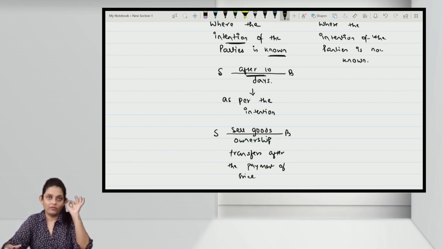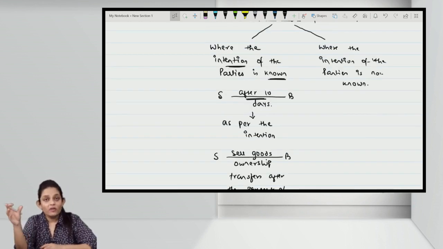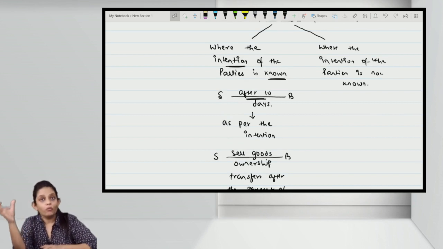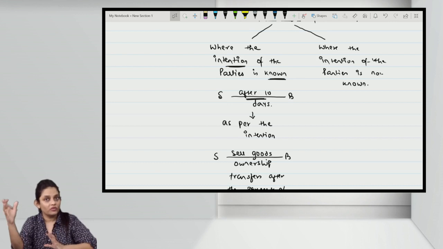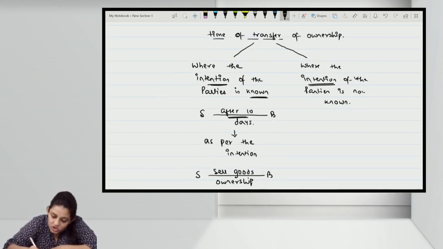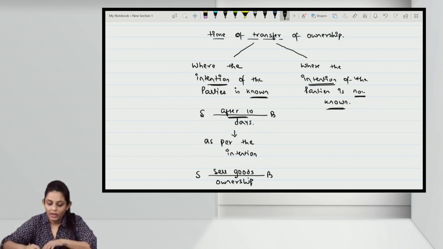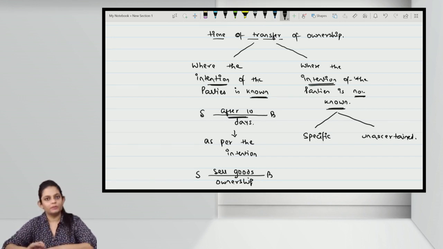Is it clear to everyone? So where the contract specifies the intention of the parties about when they want to transfer the ownership, the transfer of ownership will take place as per the terms of the contract, as per the intention. But when the intention is not known, depending on the type of goods, the ownership is transferred.